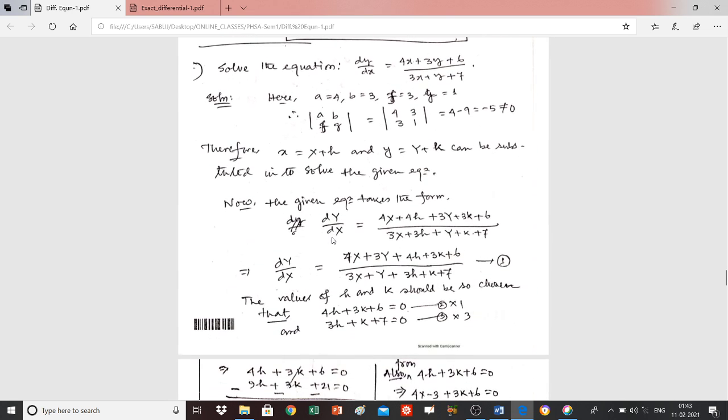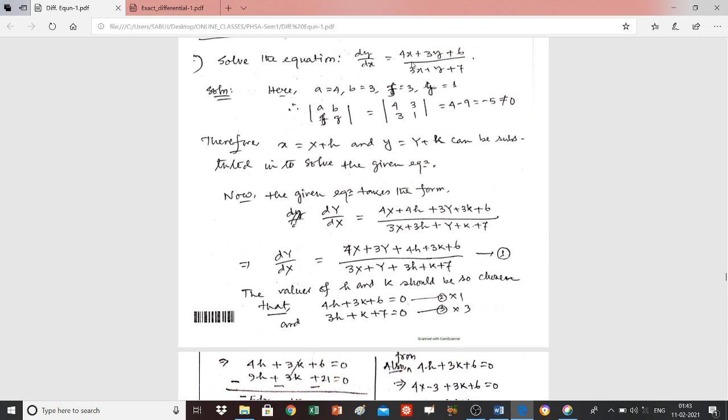Now come to another one. This is the similar form, that is 4x plus 3y plus 6 here, and this is 3x plus... no, this is not the similar form, but this is another non-homogeneous equation. So here a is equal to 4, b is equal to 3, f is equal to 3, and g is equal to 1. Just substitute this, you get the value of this determinant is equal to minus 5, that is not equal to 0. So this substitution, small x is equal to capital X plus h and y is equal to capital Y plus k is possible in this case.